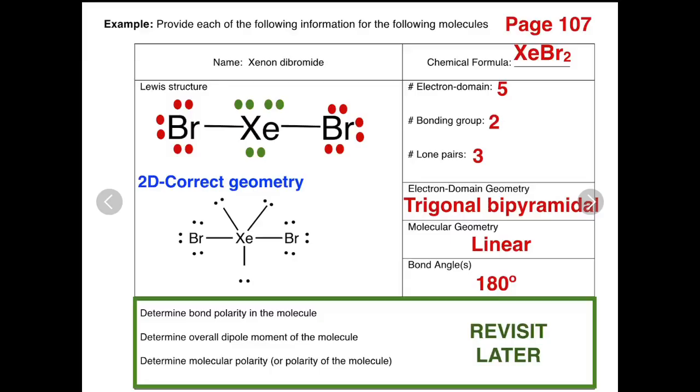All right, so the last part of this example is talk about polarity. I would like you to skip this part first. We are going to revisit this later when we talk about how to determine polarity of the bond and also the molecular polarity of the whole molecule as well. So let's skip this for now.